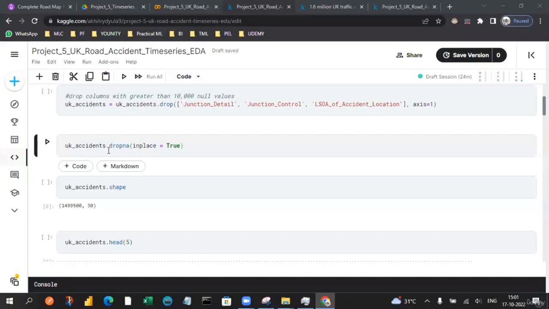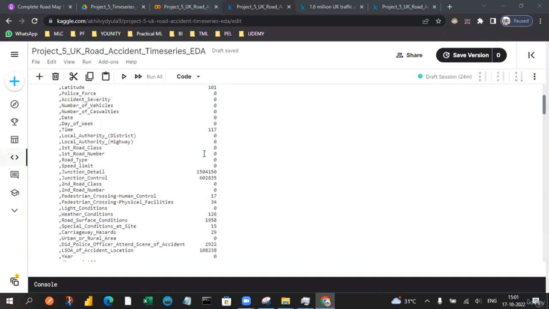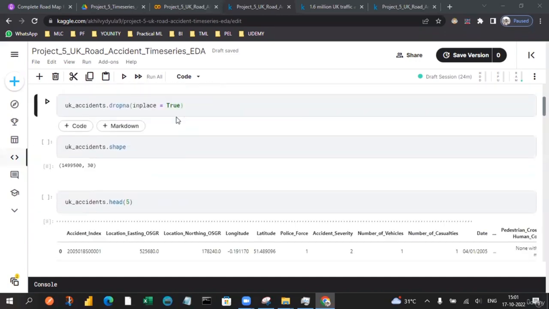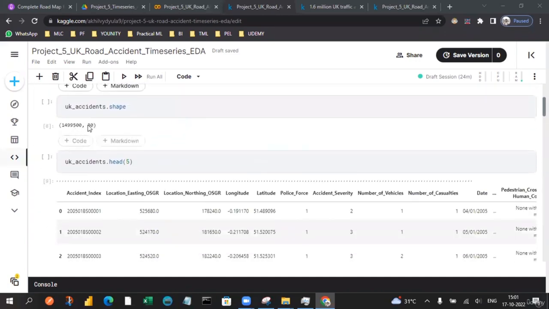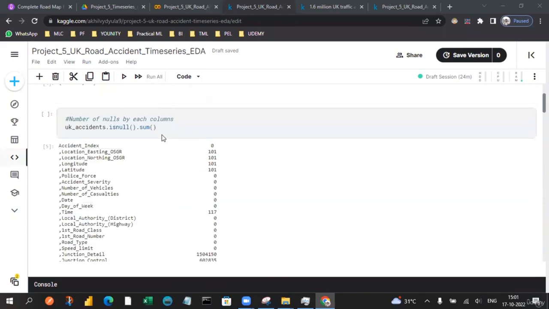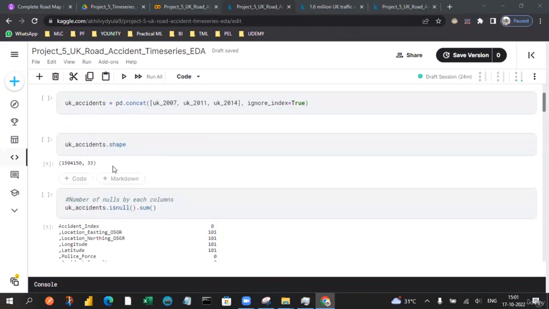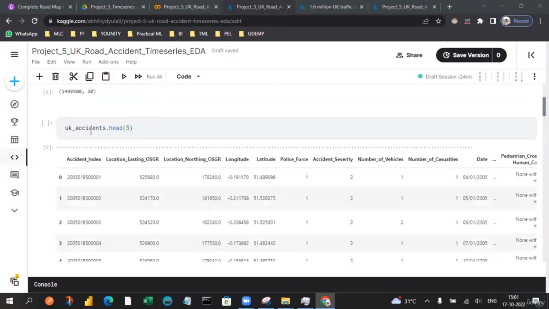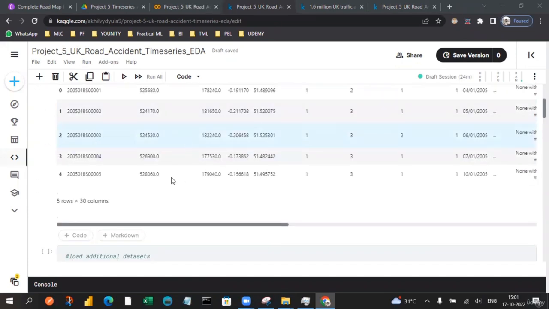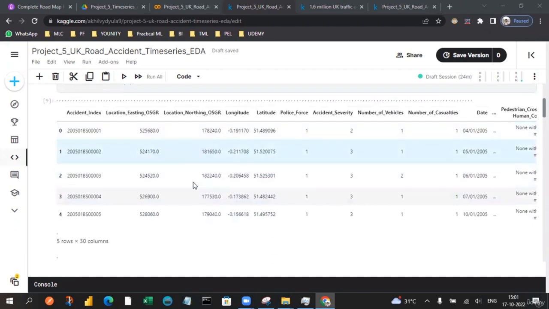So we are dropping the null values corresponding to whatever null values we had, and the remaining shape is 30. At the time, the shape we got was very high compared to that. So 33, so three records are going to be dropped. This is our data frame, and we are going to play around with some EDA.